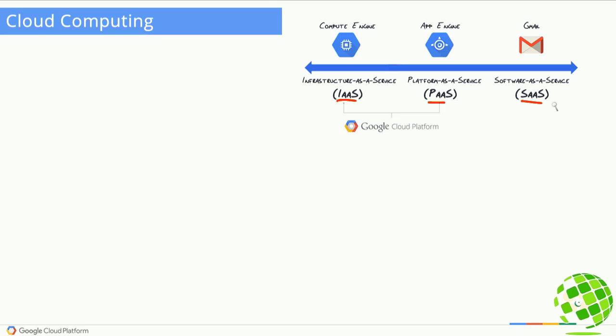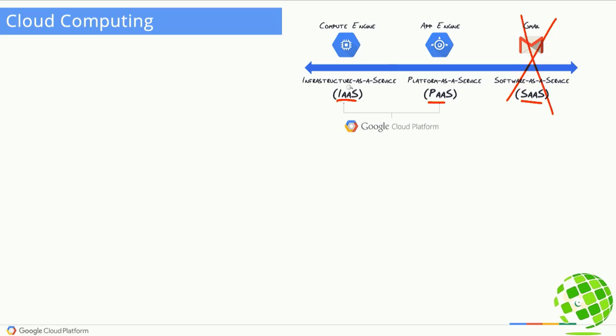Finally, we have software as a service. And this is where a cloud provider will expose software over a network or over the internet. So you don't have to worry about installing anything locally, and we're not responsible for anything infrastructure-wise or beyond. And this is, of course, things like Gmail and Google Docs. And this is not what the Google Cloud Platform is.